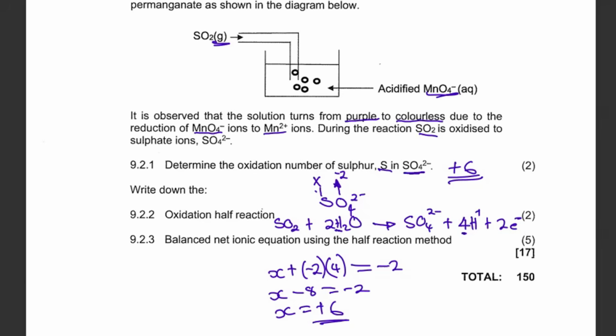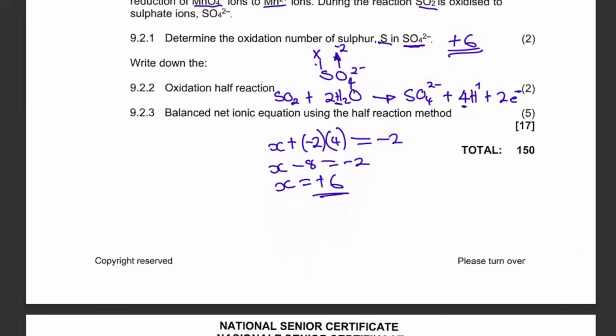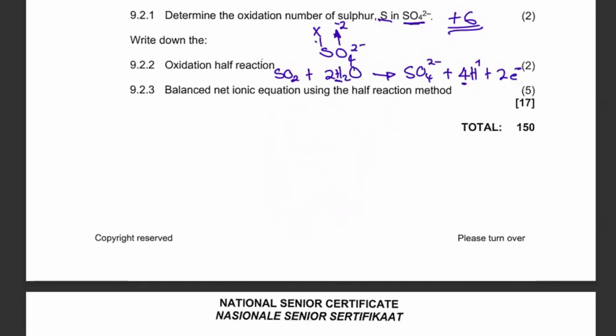Then question 9.2.3, last but not least, of course. It says, write down the balanced net ionic equation using the half reaction method. So let's clear this so that we can work it out. For what we have here, we're going to divide this into 2 parts. Start with the oxidation half reaction.